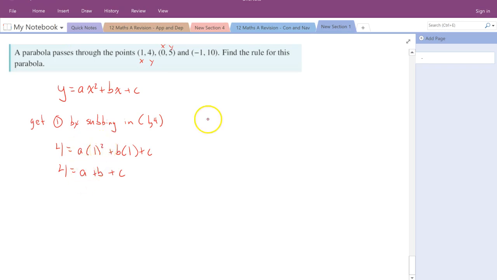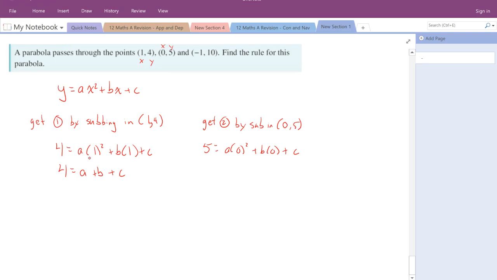We're going to get equation 2 by subbing in 0, 5. So y is 5, so it's going to be 5 equals a times 0 squared plus b times 0 plus c. Now guys, I should have known this earlier. I don't know why I didn't do this. Let me do that.